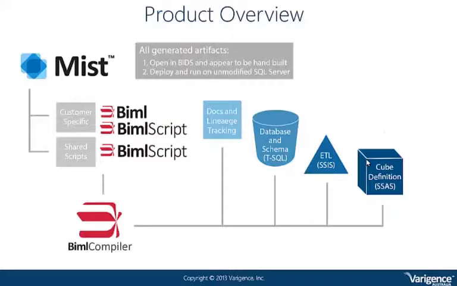So before I go on to the Transformers, I just want to reiterate the product overview. On the top left, we have Mist, which is what we're going to work in today. If you're using BimlHelper, that's where your BimlHelper icon would go. And then you go down into the two different types of BimlScript. We are going to focus on the shared BimlScripts, which are the transformers.